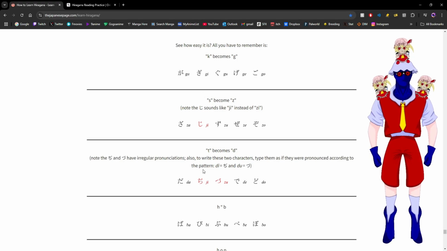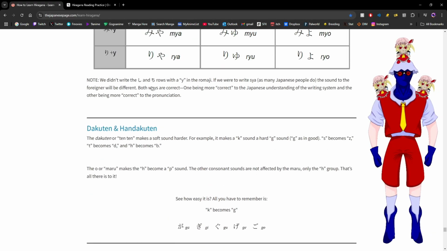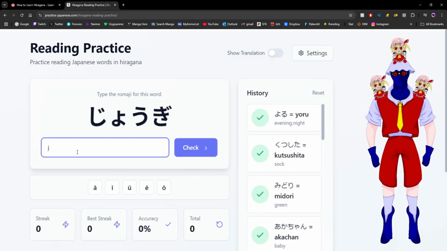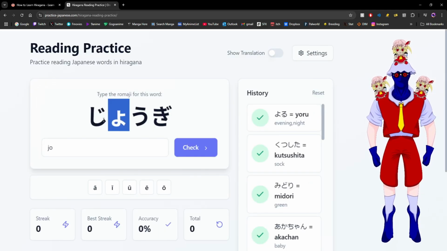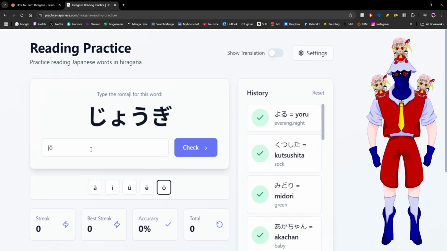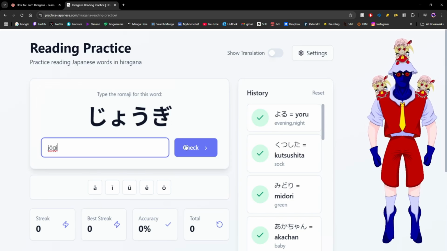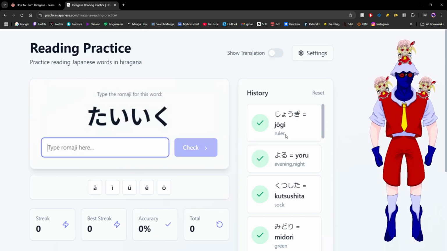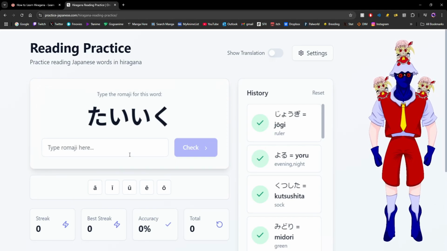Because G, when it comes to she and chi, they both remove the Y, so it becomes a jaw. Yes, this is a jaw, but because it's a U after it, this is a jaw. Jogi. Jogi. This is a gi. Check. Nice. Ruler. Which ruler? Is that like the math item or like a king ruler?